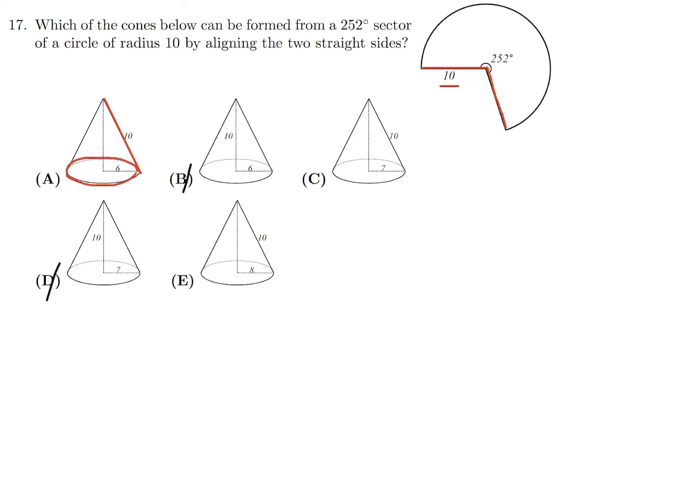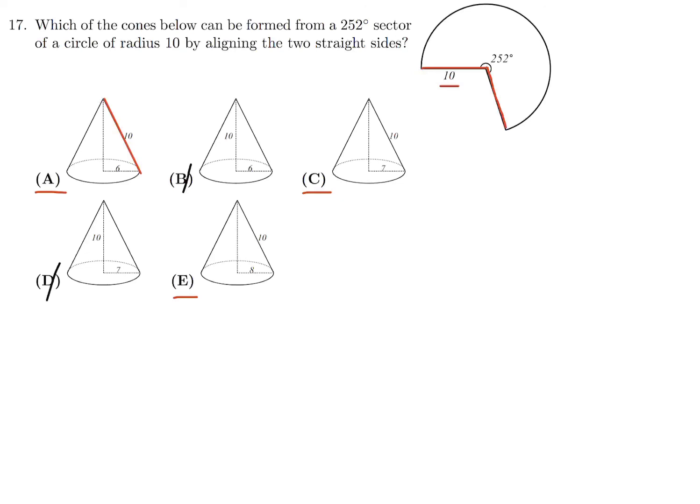This one right here has a radius, and we have to figure that out. Once we do, we can see if it's A, C, or E. All right, so how do we do that?